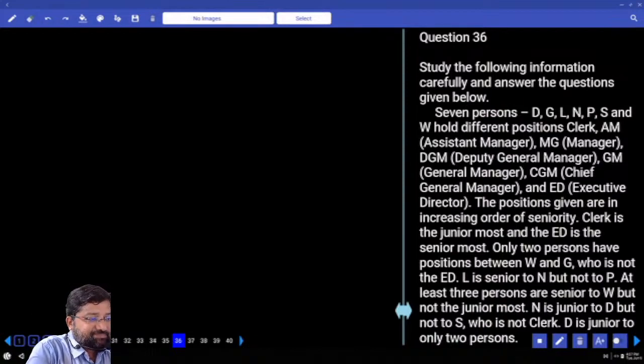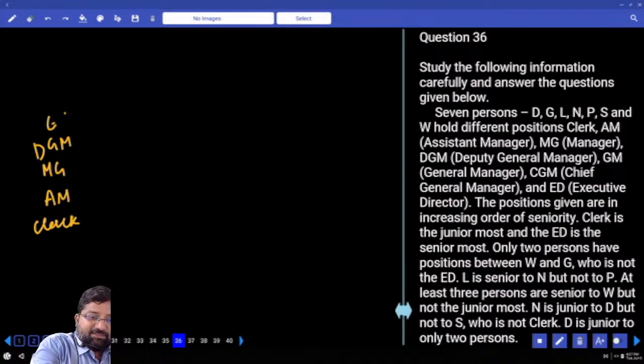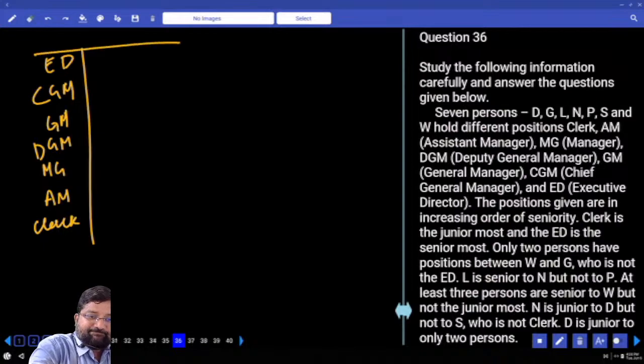Clerk, then AM, MG, DGM, GM, CGM. Is ED the topmost one? Yes.